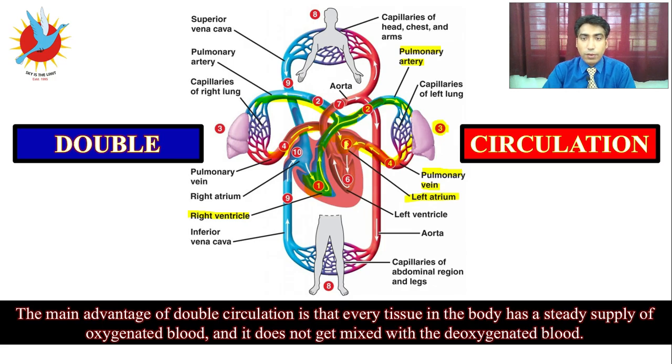So from the left atrium this will pour down into the sixth label, which is the left ventricle. So what happened to this oxygenated blood in the left ventricle? The left ventricle pushes this blood to the whole body through the aorta. So this is our seventh label, which is the aorta.